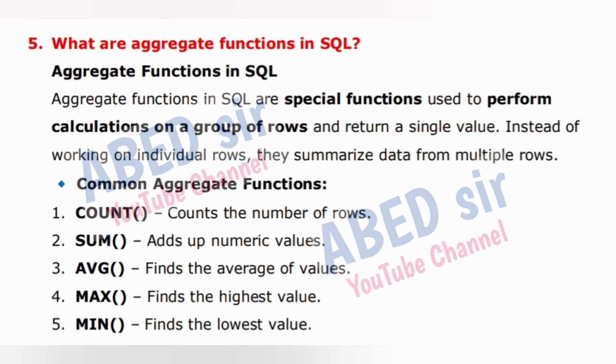Instead of working on individual rows, they summarize data from multiple rows. Common aggregate functions: 1. Count counts the number of rows. 2. Sum adds up numeric values. 3. Average finds the average of values. 4. Max finds the highest value. 5. Min finds the lowest value.